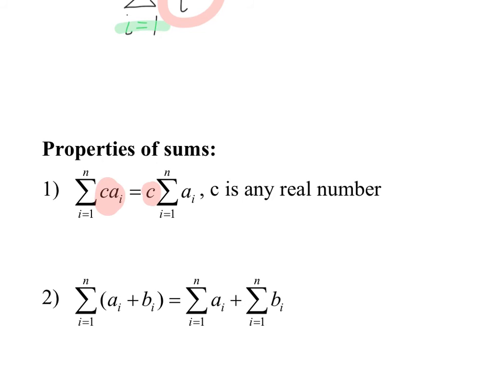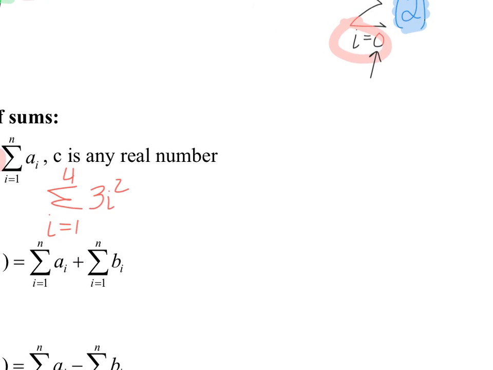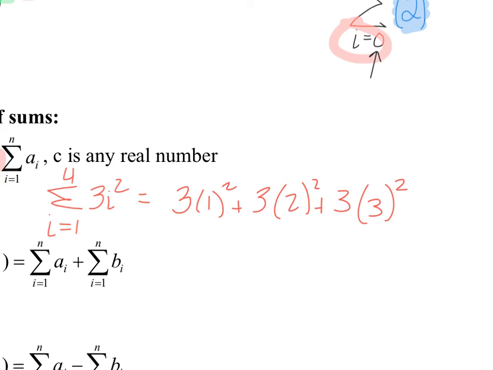So let's take an example. Let's say I had i equals 1, and I'm taking the sum. i goes from 1 to 4, and let's just use 3i squared. So if I were to write out the four terms of this sum, I would have 3 times 1 squared plus 3 times 2 squared plus 3 times 3 squared plus 3 times 4 squared.